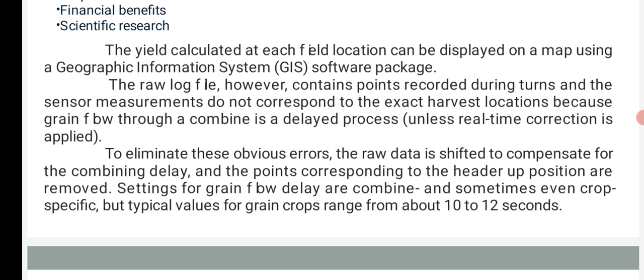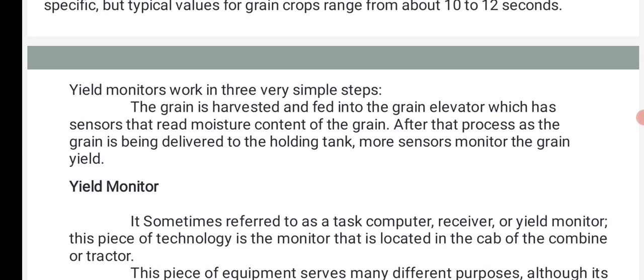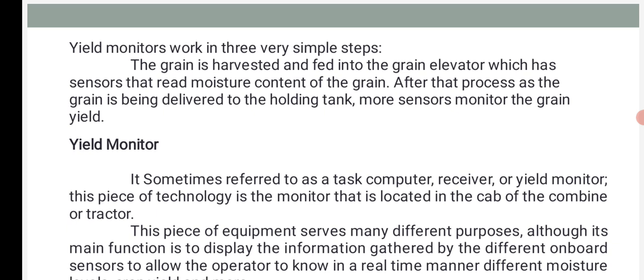Settings for grain flow delay vary by combine and sometimes even by crop. But typical values for grain crops range from about 10 to 12 seconds. Yield monitoring works in three very simple steps.